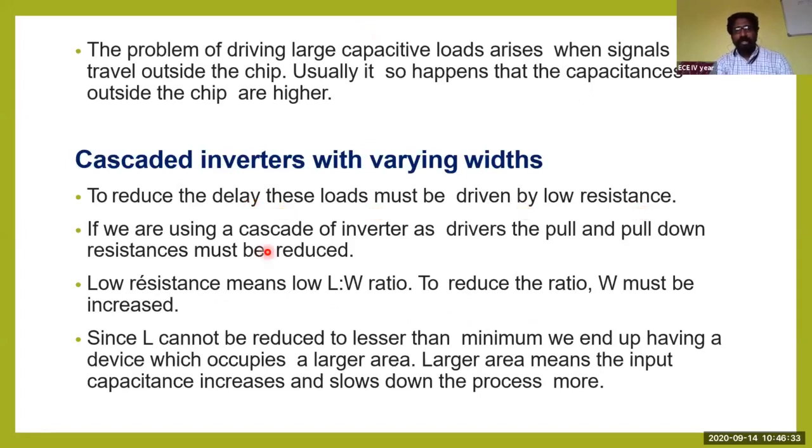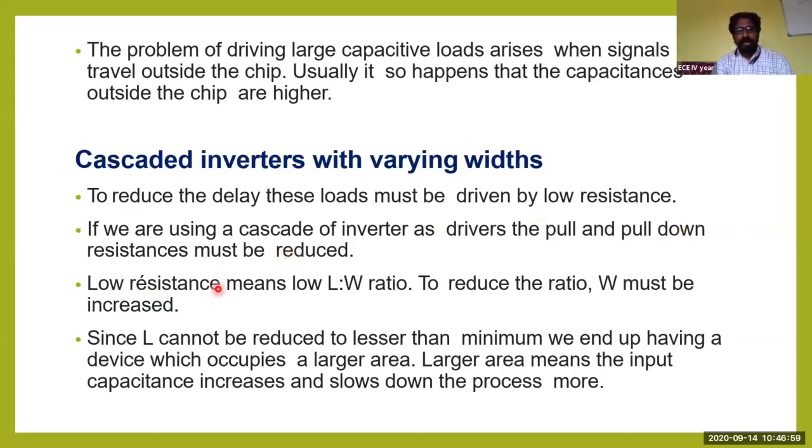If we are using a cascade of inverters as drivers, the pull-up and pull-down resistances must be reduced. The resistance of the PMOS transistor and the resistance of the NMOS transistor has to be reduced. In order to reduce the resistance, we are supposed to increase the width of that particular transistor. The width of the PMOS and also the width of the NMOS should be increased.